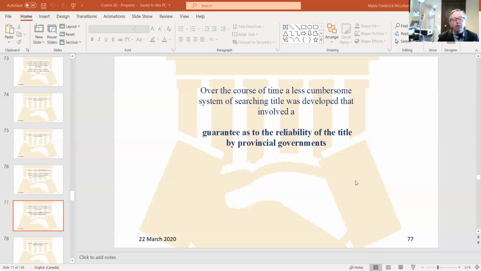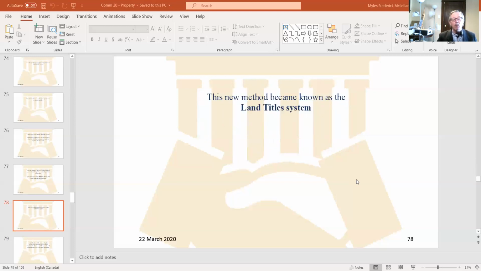Provincial governments started to put in place systems where, instead of lawyers guaranteeing titles to their clients, the governments would guarantee title. So they would guarantee the reliability of title. And what this became called was the land titles system. That's what it's called in Ontario. It has different names in other jurisdictions. For example, in Australia, it's called the Torrens system, but we call it the land titles system.